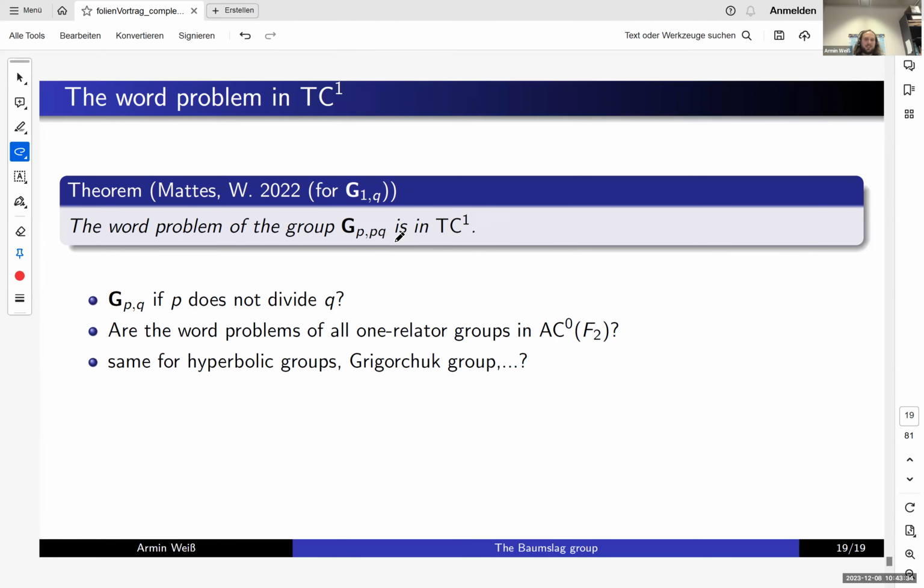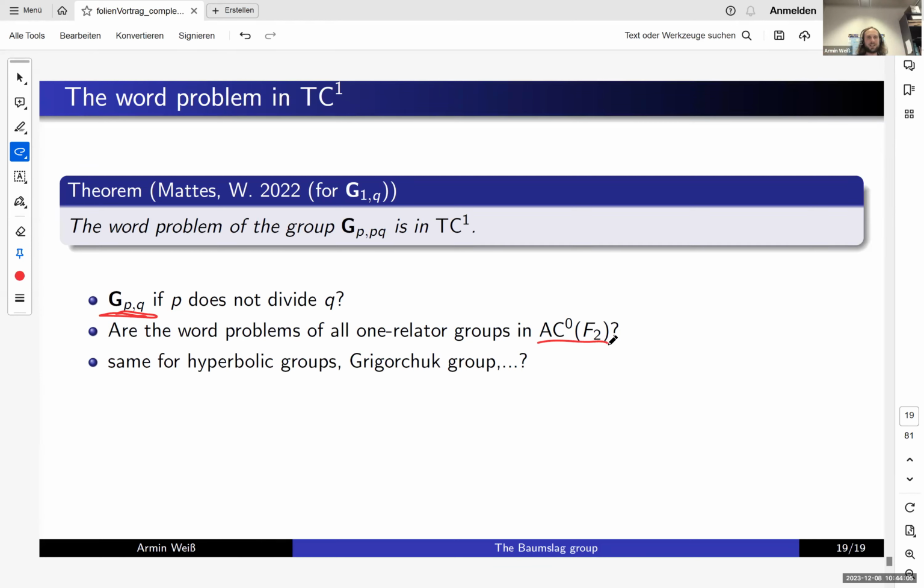Okay, but there are, of course, a few open questions. What if P does not divide Q in this case? Then we really don't know anything. And maybe a very bold question, but are all word problems of one-related groups actually reducible to the free group? We have some examples like the free group, the Baumslag-Solitar groups, all the virtually free one-related groups, and some other one-related groups. They are actually in this class, but we don't even know for the Baumslag groups.